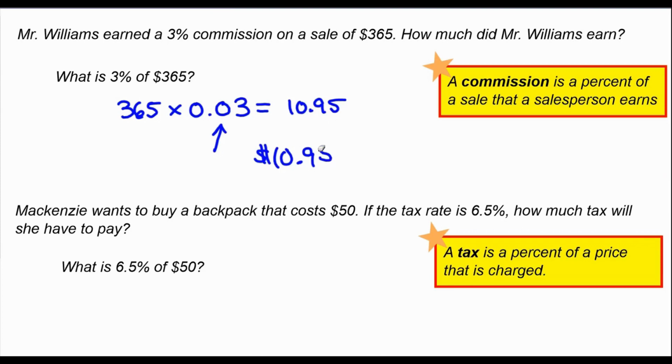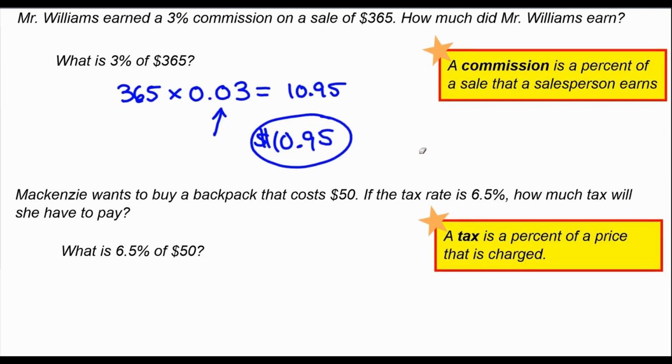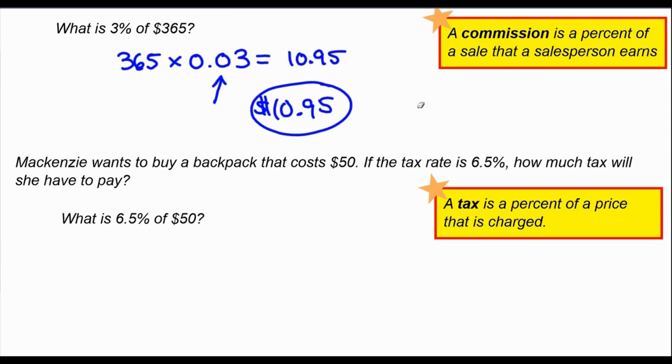$10.95 from that sale. Mackenzie wants to buy a backpack that costs $50. If the tax rate is 6.5%, how much tax will she have to pay? So a tax, again, is a percent of a price that is charged. So when you buy something, you're charged an extra amount, which is called tax, and that's a percentage of the price of the goods that you're buying. So what we want to find out is, what is 6.5% of 50?